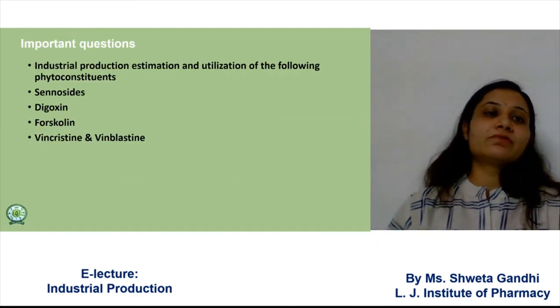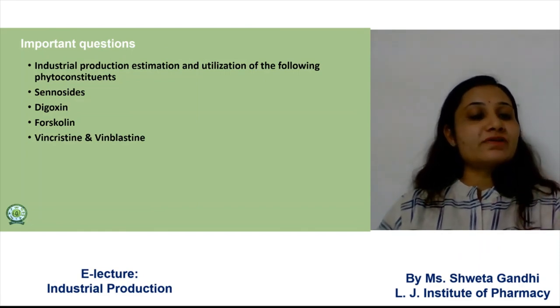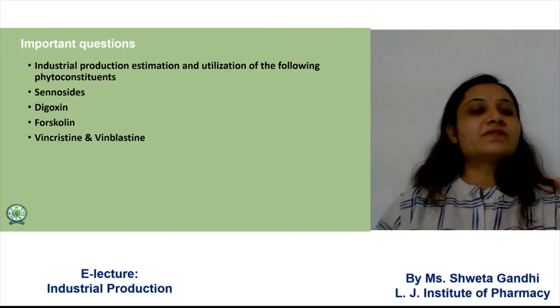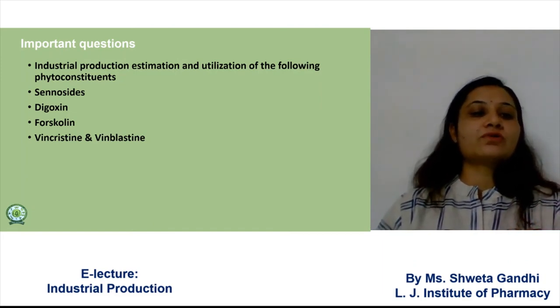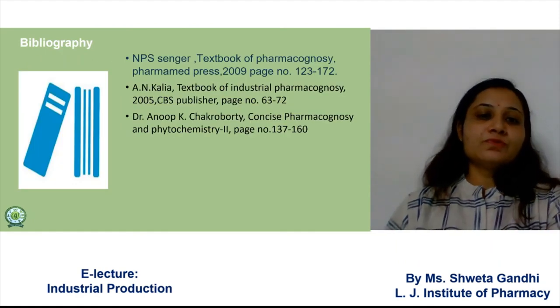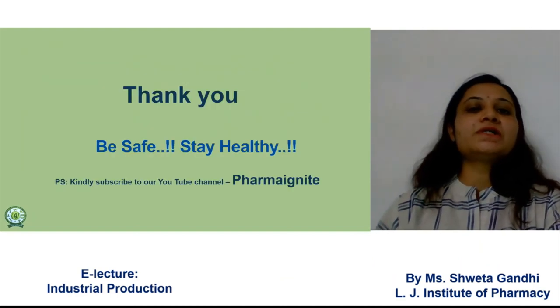What are the important questions that can be asked from this industrial production? The different drugs can be asked separately. And the industrial production of senoside, diosgenin, forskolin, vincristine and vinblastine. Various books are referred for this chapter of industrial production.